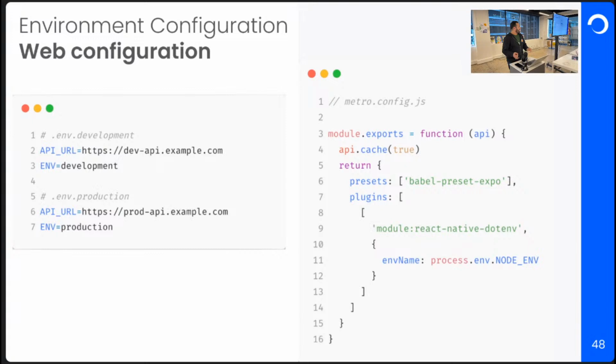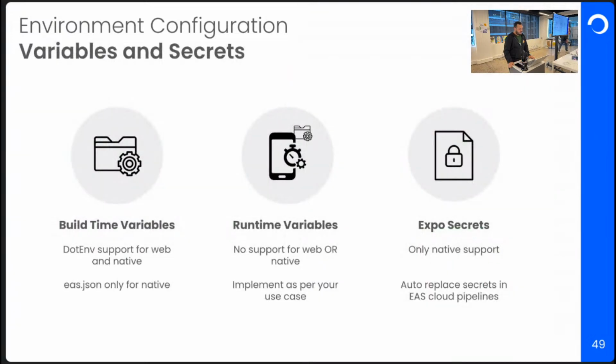Your .env variables work. Any build time or runtime configuration that you want to add works as is. So build time variables you can use .env. Runtime variables, there is no official support. It's runtime, so you just pull it from your services and read it and then change your app behavior based on that.